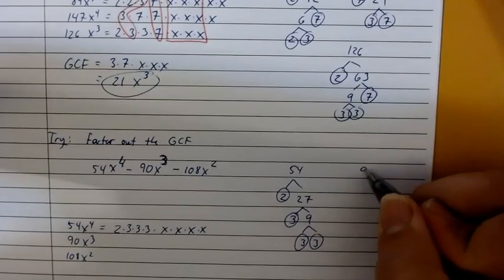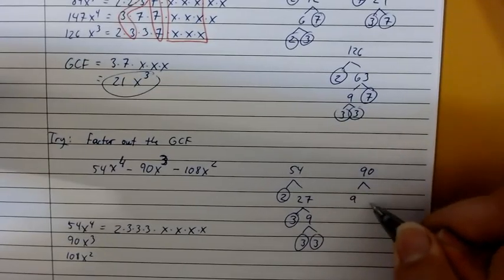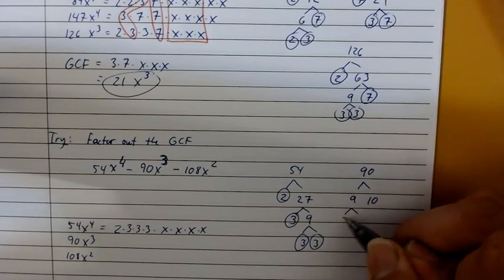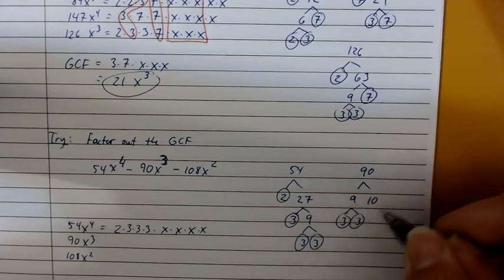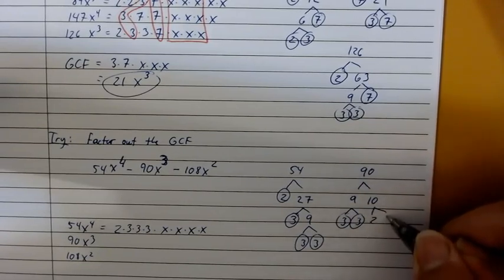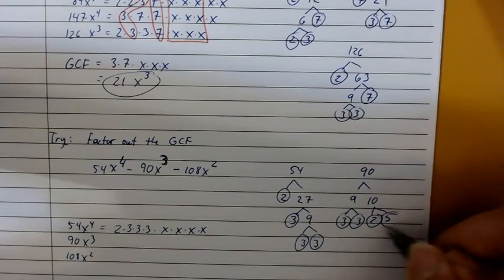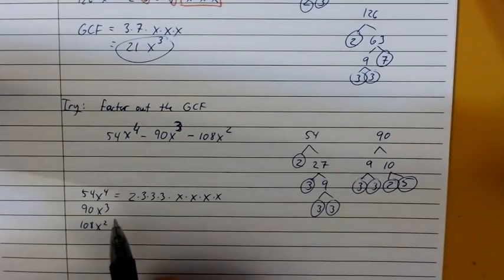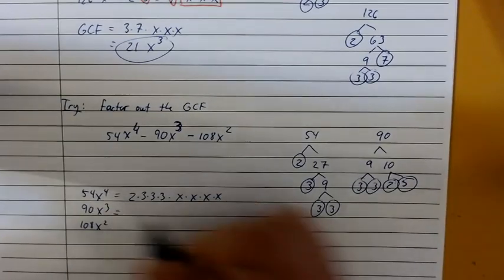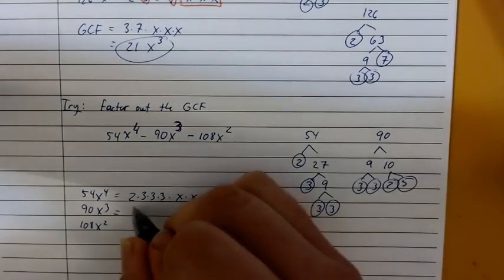90, let's do that next. 90 is 9 times 10. Now we know 9 is 3 times 3. And we know 10 is 2 times 5. And those are all prime numbers. So it looks like 90, x to the 3rd, is going to be 2, 3, 3, 5.